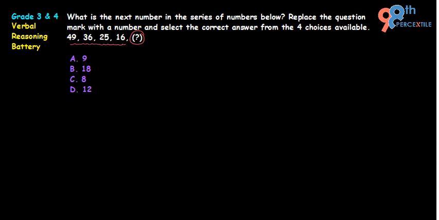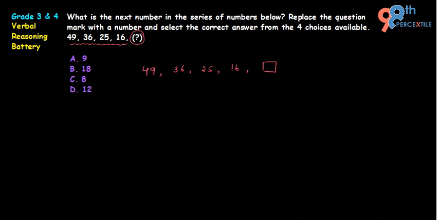Whenever we have a question like this, we need to identify the pattern by which these numbers follow a sequence, right? So I have four numbers as 49, 36, 25, 16, and then I finally have to find the next number in the sequence, right? So I need to find what is the pattern between these numbers.